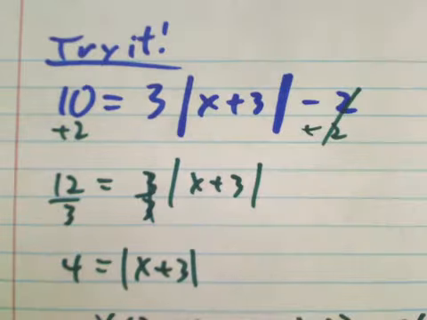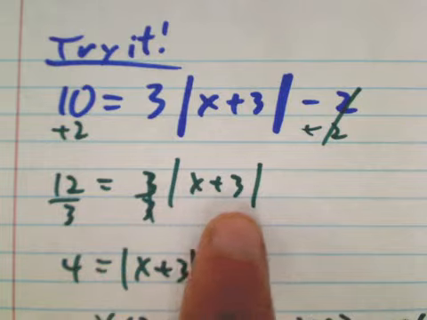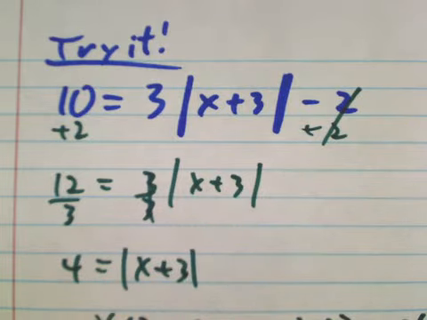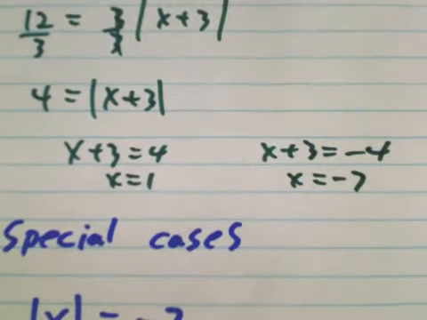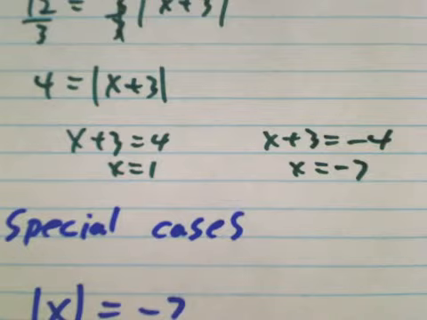Okay, here's how I did. I started by adding 2. I got 12 is equal to 3 times the absolute value of x plus 3. Then I divided by 3. I got 4 equals the absolute value of x plus 3. And then I got x equals 1 and negative 7. So hopefully I did that right. Let me see. If I put in 1 there, yeah, that works. So good. Awesome.